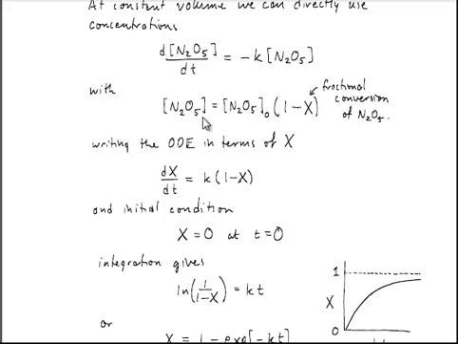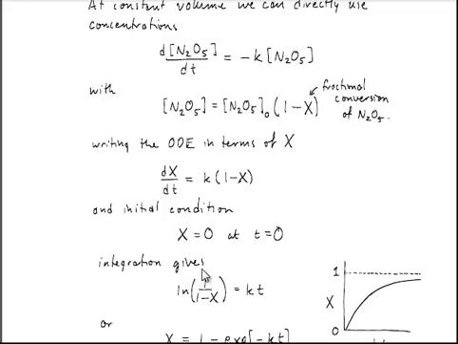So the amount of nitrogen pentoxide left is the initial amount of nitrogen pentoxide times 1 minus that fractional conversion. We can then write this whole ODE in terms of our fractional conversion variable x. So that is the derivative of the fractional conversion with respect to time is k times 1 minus the fractional conversion. We have an initial condition that says the fractional conversion at the initial time is equal to 0. And then we can integrate this equation.